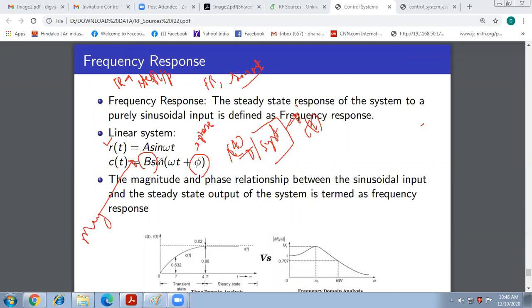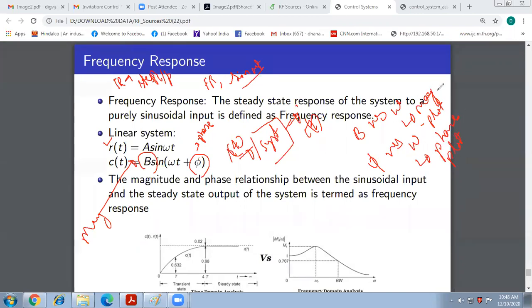Now what we do, we will accumulate the different values of b and phi as I change omega. So when I plot b versus omega, the resultant plot will be called the magnitude plot in frequency response. And when I plot phi versus omega, the resultant plot will be called the phase angle plot, or simply the phase plot in frequency domain.